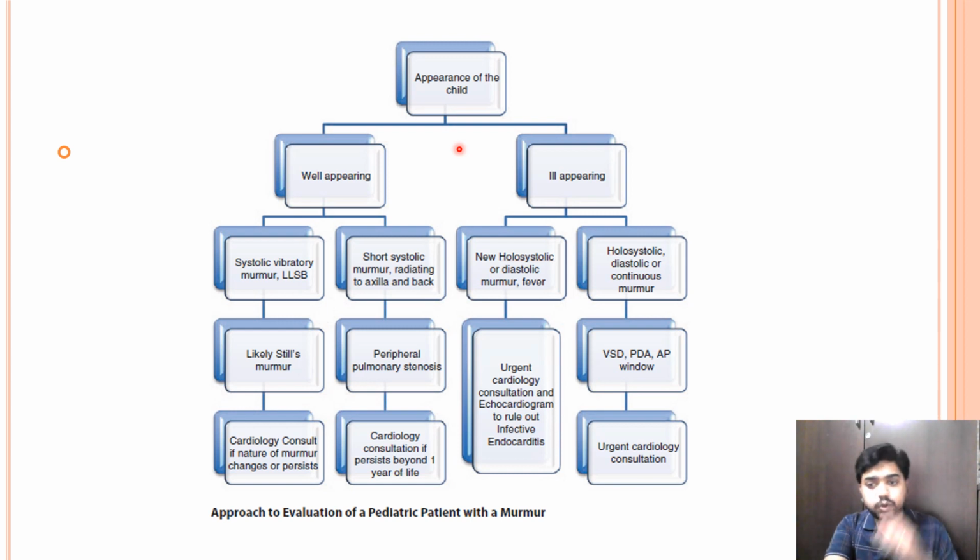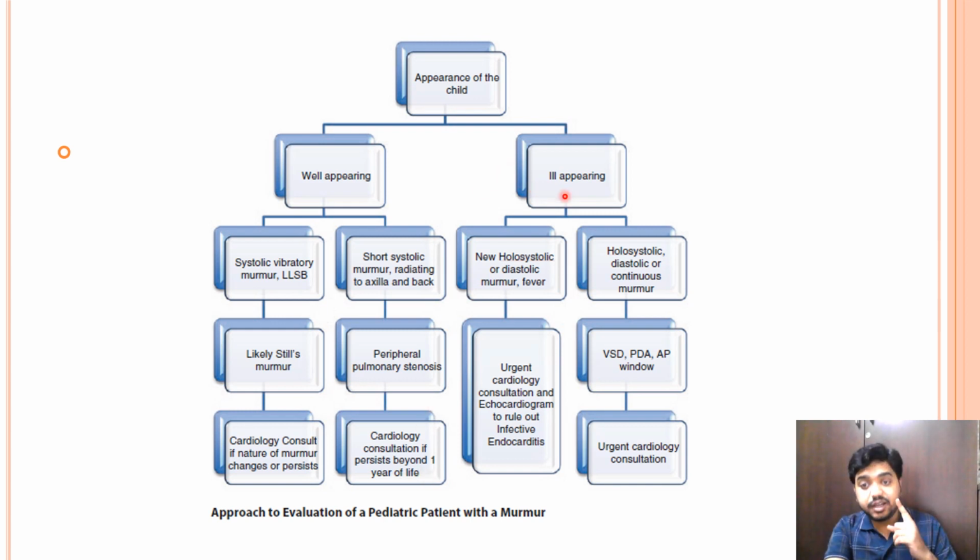So look at the appearance of the child. If the child is well appearing and it is a systolic murmur, then likely it is a still murmur, because even anemia or some flow murmur can be there. Just get a cardiology consult if the nature of the murmur changes or persists, or else you need not send him to the cardiologist. If it is a well appearing child, but the murmur is short systolic and radiating to the axilla and back, then definitely think of peripheral pulmonary stenosis, and consult a cardiologist if this persists beyond 1 year of life.